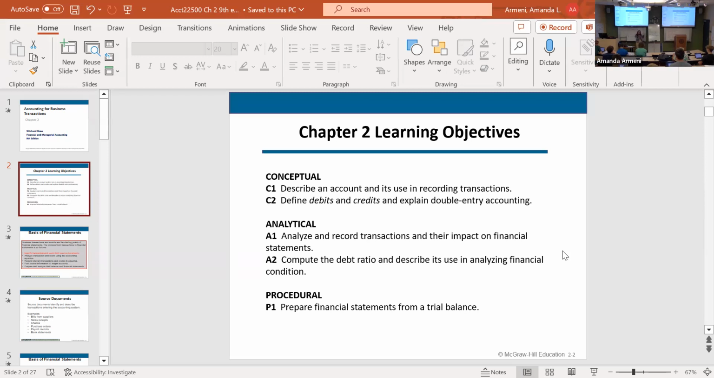But again, I just want to be as clear as I can. Chapter 1, where we learn about this accounting equation, this is where it's at, man. This is where it's at. This is everything that we're going to do from here on out.